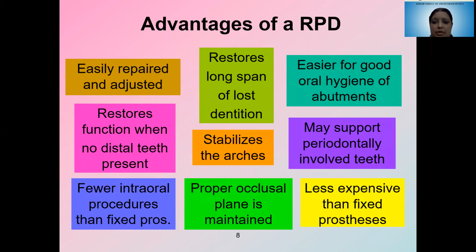One of the main advantages of this removable partial denture is it is easy to fabricate, easy to repair and adjust. It restores the function when it is required. It maintains the occlusal plane. When multiple teeth are missing, when you cannot go for a fixed partial denture, when the patient cannot afford implants, this is one of the easiest treatment modalities. There is no aggressive tooth preparation or reduction of the tooth like you do for fixed partial dentures. So it is much more conservative of tooth structure. So for medically compromised patients who cannot undergo implant prosthesis, an RPD is a good option.